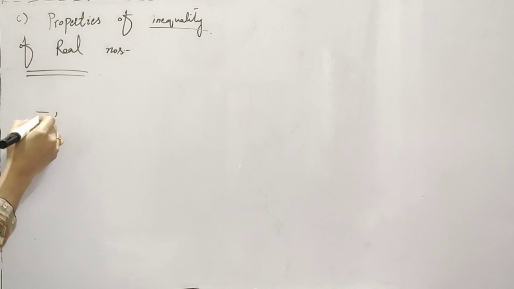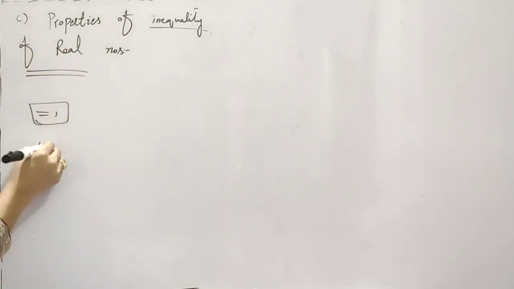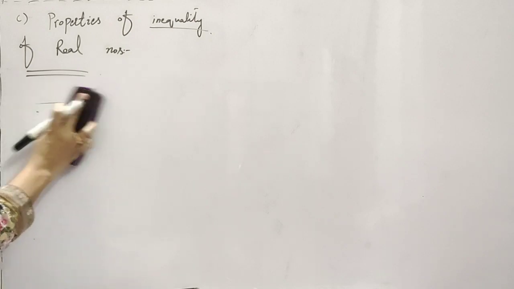Don't mix the properties of inequality and equality of real numbers, because there is only a difference of the sign. The equality sign is used in the equality of real numbers, and the greater than or less than signs, which are inequality signs, are used in the properties of inequality of real numbers. So don't mix these properties.